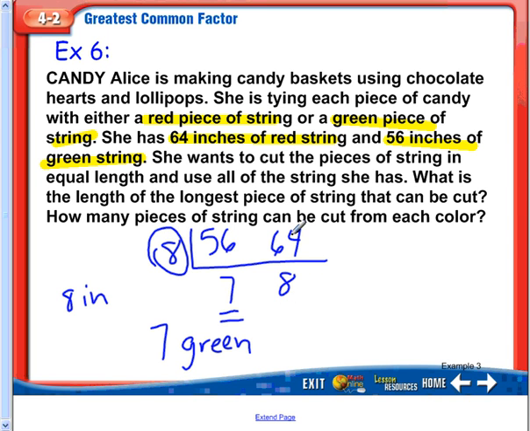And I know that since I have 64 inches of red string, I know that I can make 8 pieces that are 8 inches long, because 8 times 8 is 64. So I will have 8 red.